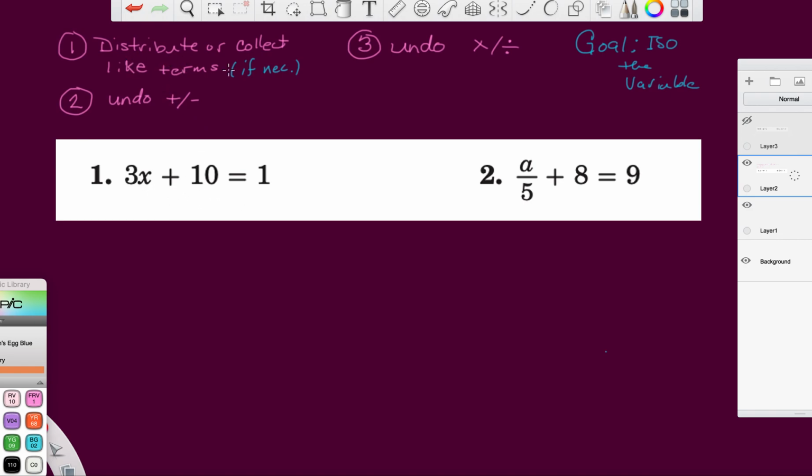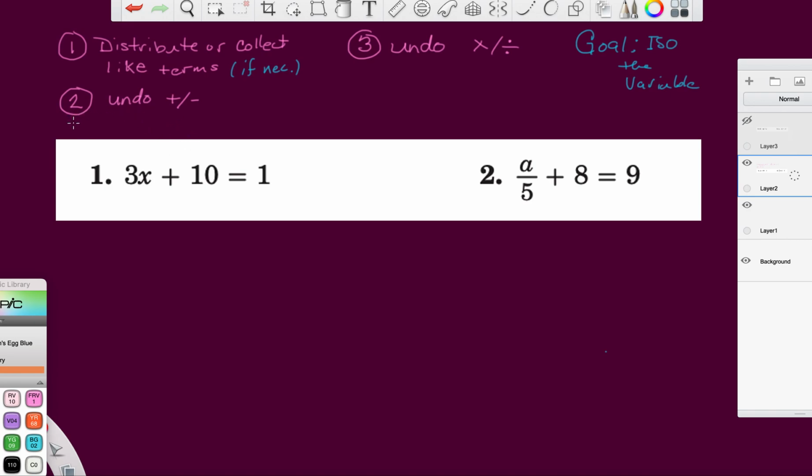And I want to look up here. Is there any distribution or do I have any like terms on one side or the other side that I need to put together? Right, I'm not going to add across here until all my terms are together. And I have 3x and I have 10. I'm not allowed to put those together. So everything's in order and ready to go.